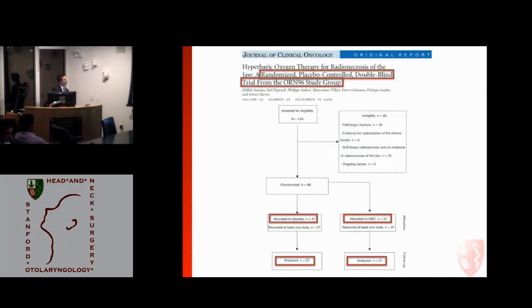So this is actually the only randomized controlled double-blind study that I could find for administration of HBO in patients with ORN. And this was done about, I think it was 2004, 2005. It's a study that had 2 arms. One was just patients allocated to receiving HBO, about 31 patients, and then 37 patients allocated to placebo, which included the normal supportive care, so very mild debridements of exposed bone or diseased mucosal tissue, and antibiotic therapy as indicated.